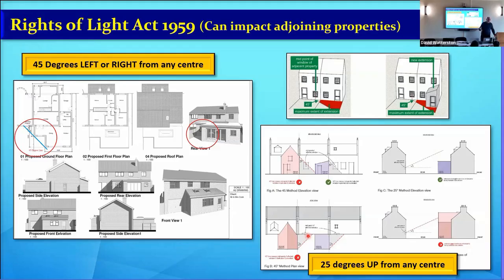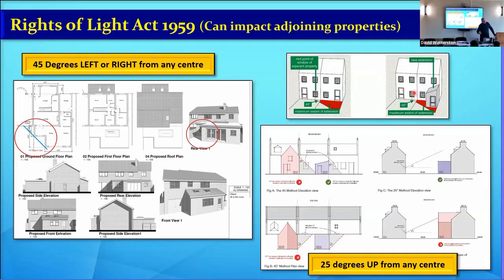So a lot of people let boundary hedges, trees and everything grow, and they don't spend the money to trim them all back. So there is an issue on it. And as I said, it's 45 degrees from the centre of the window. You cannot build anything in it. And likewise, I think it's 25 degrees from the top as well.